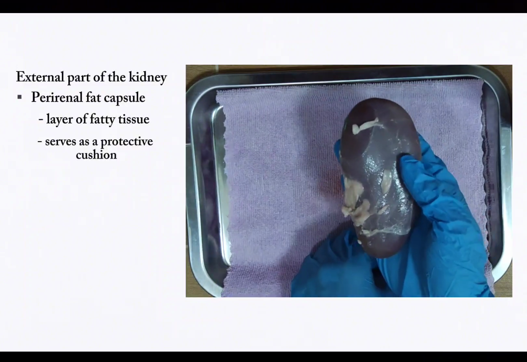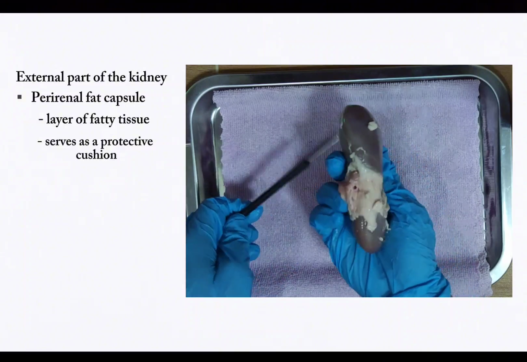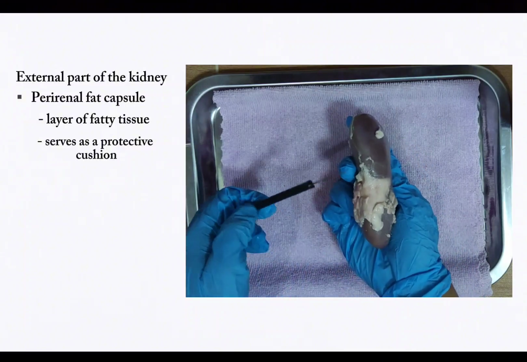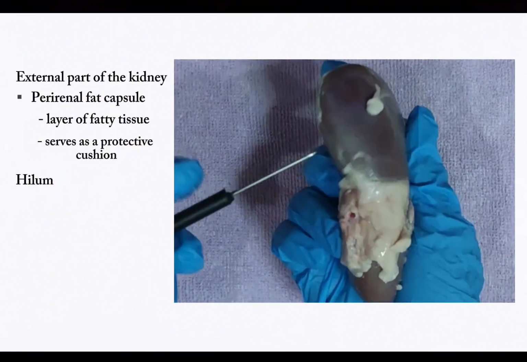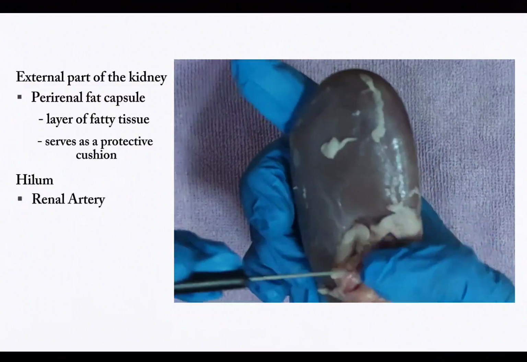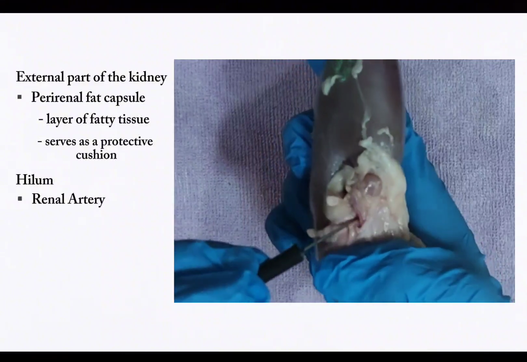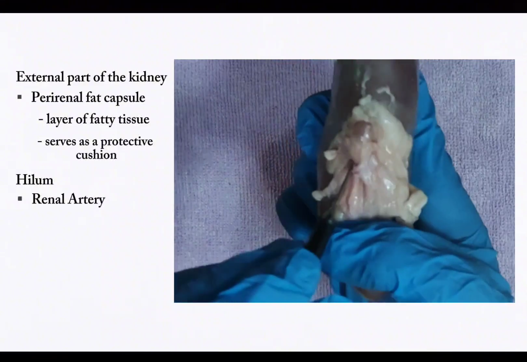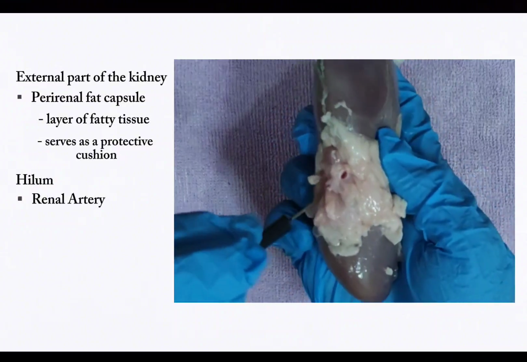On this side of the kidney, we will see the structures where blood and urine enter and exit the kidney. This part is called the hilum, and it is divided into three parts. First, the renal artery. This transports blood coming from the aorta to the kidneys. It branches off from the abdominal aorta and enters the kidney at the renal hilum.